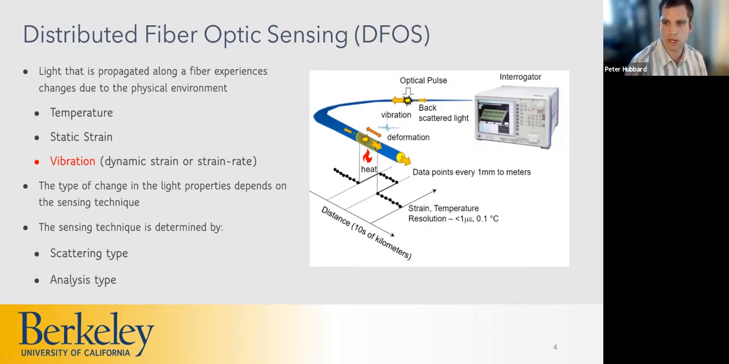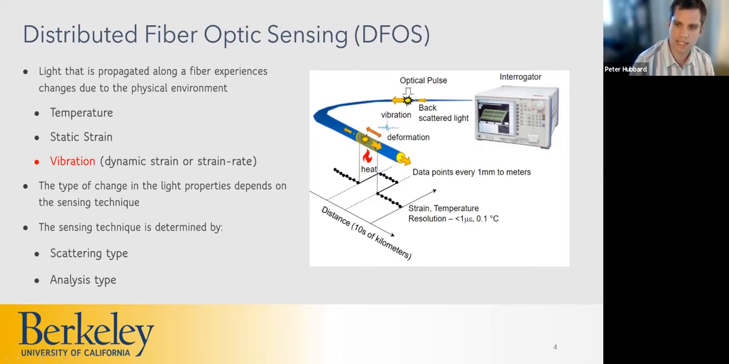So what is distributed fiber optic sensing? Well, it's sensing that relies on a fiber optic cable and backscattered light that originates from an interrogator unit. An incident pulse interacts with the fiber and scatters off of inhomogeneities, changes in the waveguide geometry, and various heterogeneities in the fiber to scatter light back towards the source.